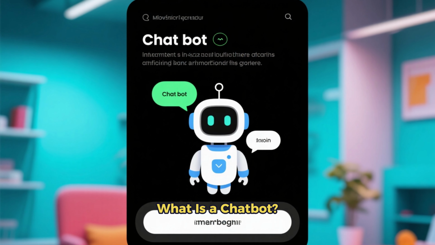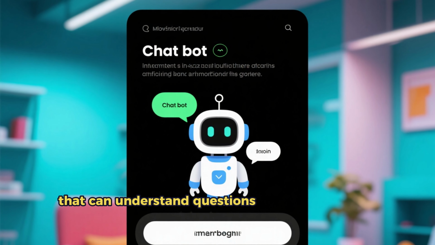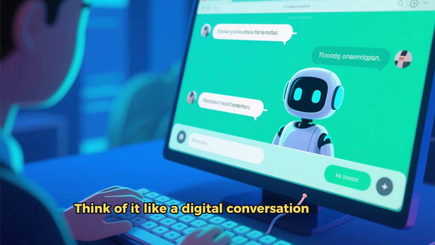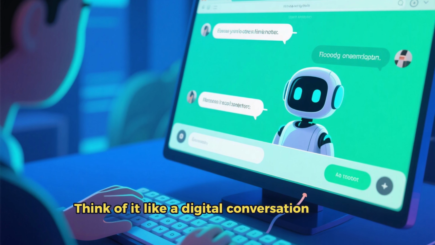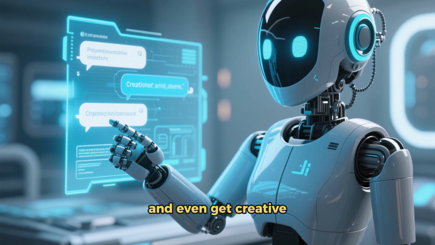What is a chatbot? At its core, a chatbot is just an assistant that can understand questions and respond with helpful answers. Think of it like a digital conversation partner. You type something in, and the chatbot gives you a reply. The amazing part is that with AI, your chatbot doesn't just spit out pre-written responses. It can actually understand context, generate natural answers, and even get creative.